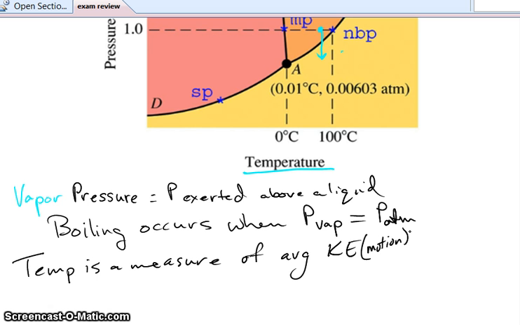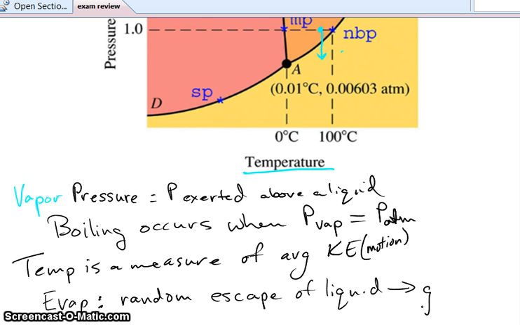Cool? So what in the world is evaporation? Is it the same as boiling? No, evaporation is not the same. Evaporation is the random escape of liquid molecules into the gas phase, liquid to gas. And it's random. It happens at all temperatures. It's obviously going to happen more at higher temperatures, but that is not boiling.